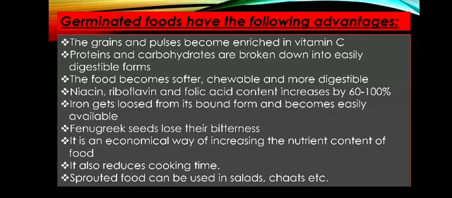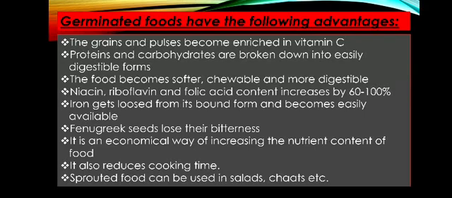Most of the pulses are in dried forms. They are embedded in the cells while soaking and germinating. The outer cells are ruptured, and not only proteins and carbohydrates, most of the nutrients become easily available. The food becomes softer, chewable, and more digestible. Niacin, riboflavin, and folic acid content increases by 60 to 100%. All the B-complex vitamins are there in the outer shell, but it is easily available to the consumer.